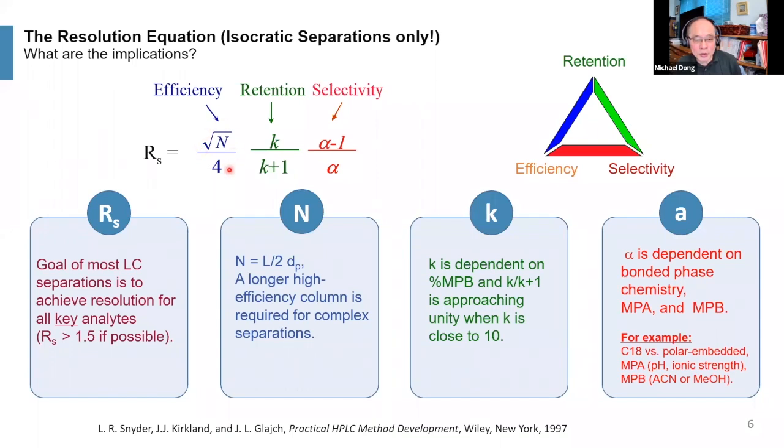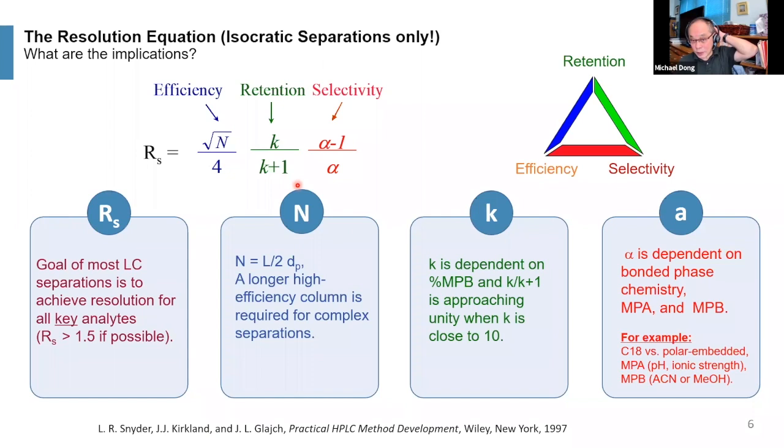So it's not a straight proportionality. For retention under isocratic condition, we have k, the retention factor, and the factor actually is k over k plus 1, right? So kind of a very strange factor here. And also we have something called selectivity.